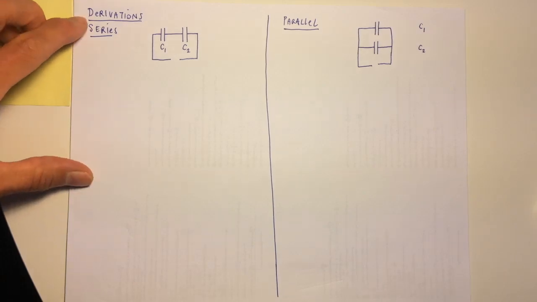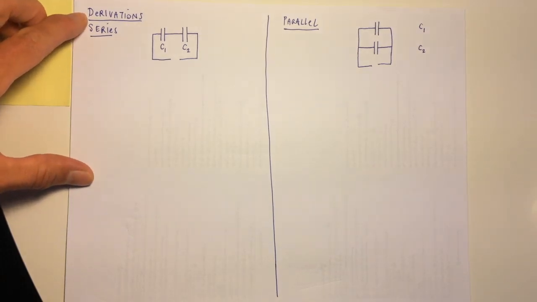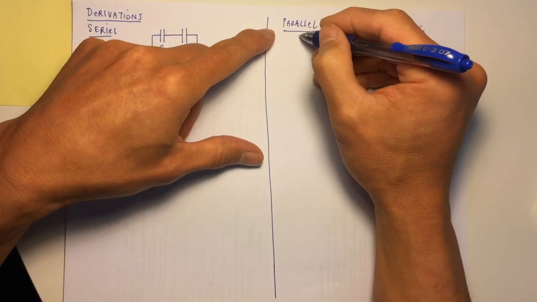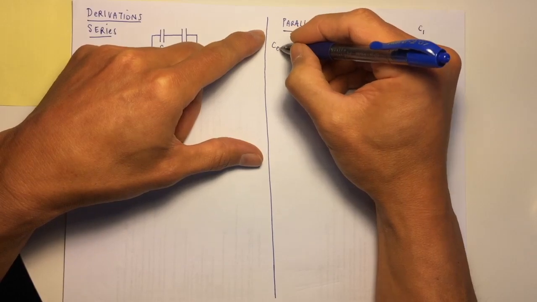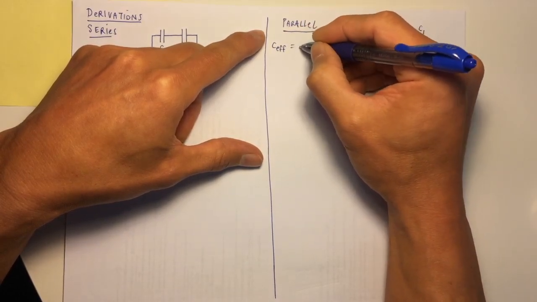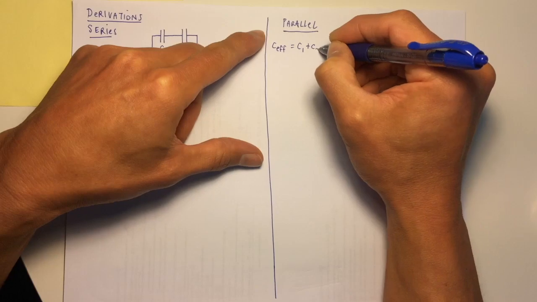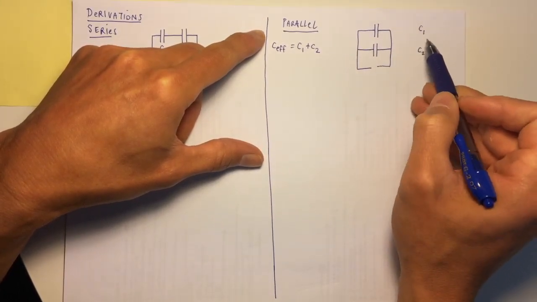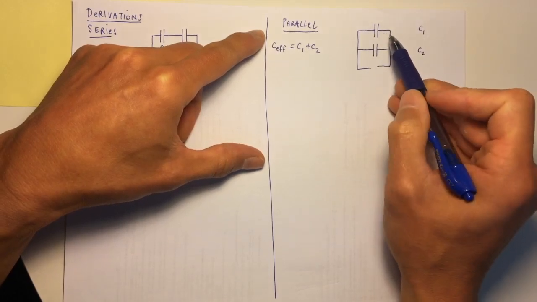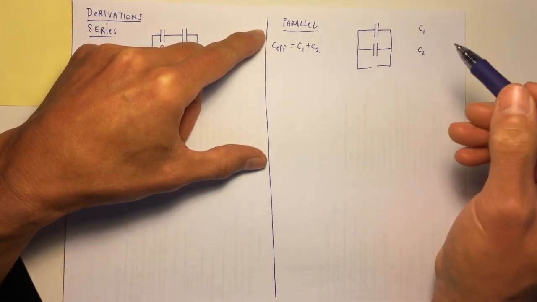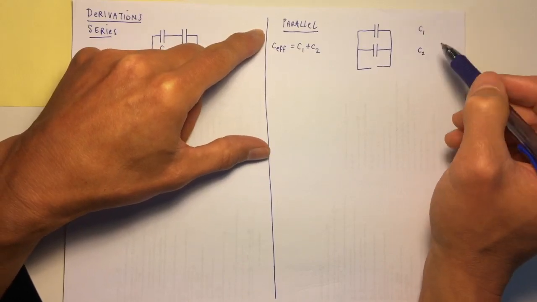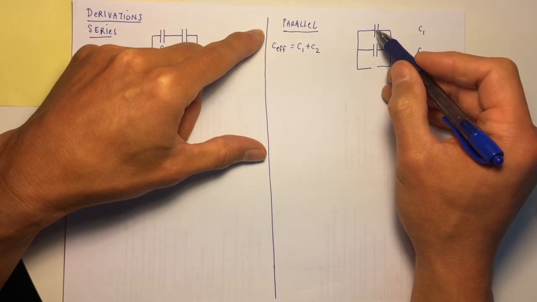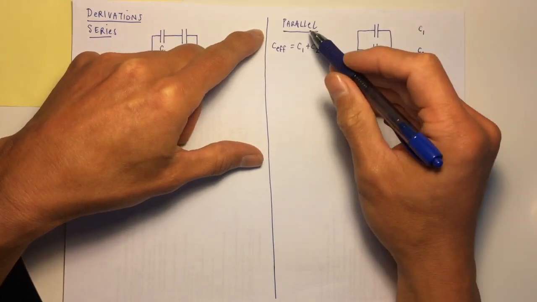So let's run through the derivations of the series and parallel rules. The parallel rule is the simpler one. You get this effective capacitance, which is simply that you add the two capacitances together. Here I wanted to put the labels out to the side because I'd like to fill in this drawing with other details like charge and voltage, or potential differences. So C1 is the upper capacitor, and the lower capacitor, C2, in parallel.